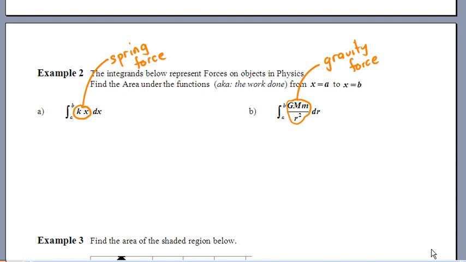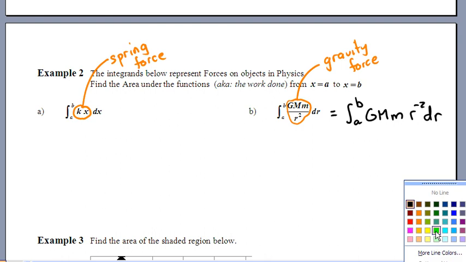Well, this gravity force question, I'm just going to rewrite. I'm going to say, wait a minute, that's the same thing as integrating from A to B. I'm going to write that as a power. There's this G, M, M, and then it's r to the -2 dr.